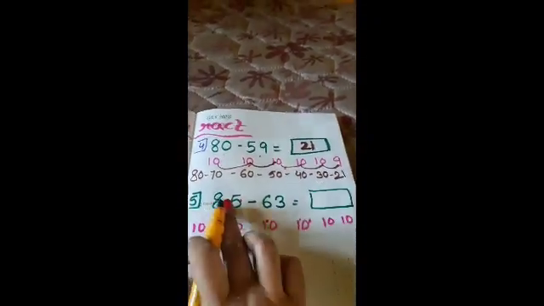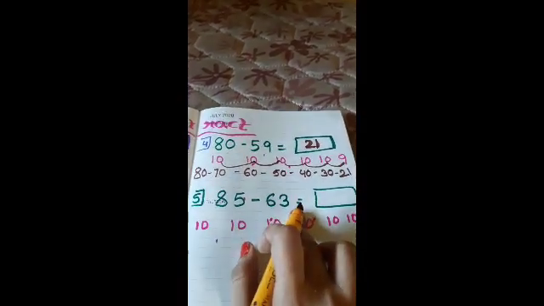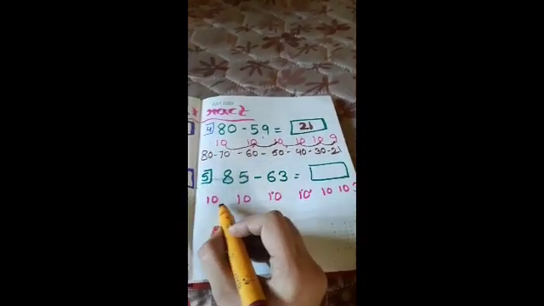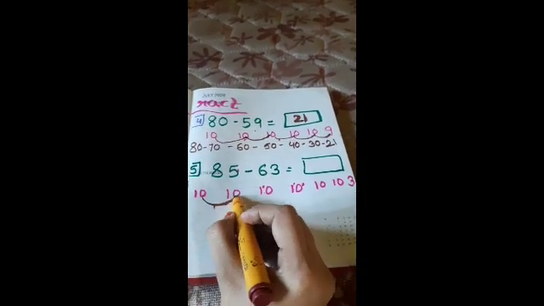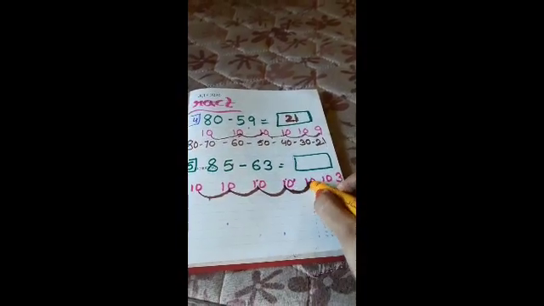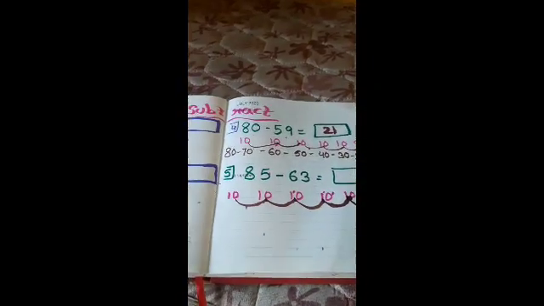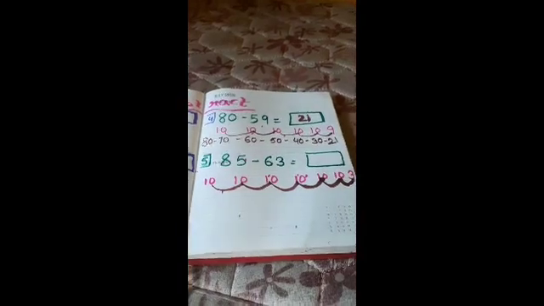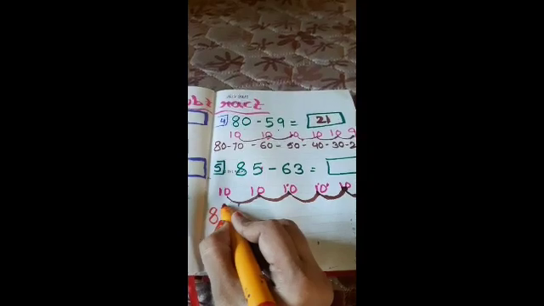Right? Now, the next sum, 85 minus 63. Minus 63. Let us see. 10, 20, 30, 40, 50, 60 and 3 is 63. Right? Now, we have to subtract from 85, right? So let us write 85 over here.